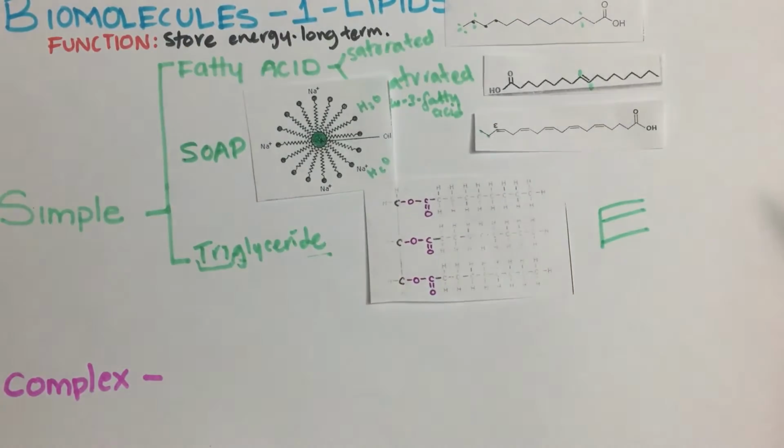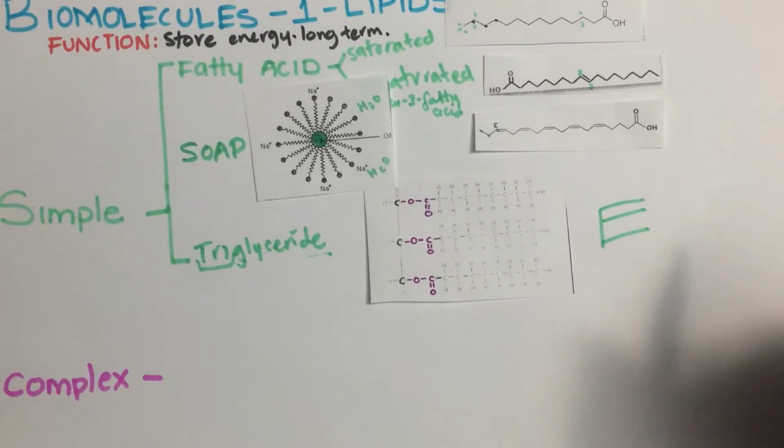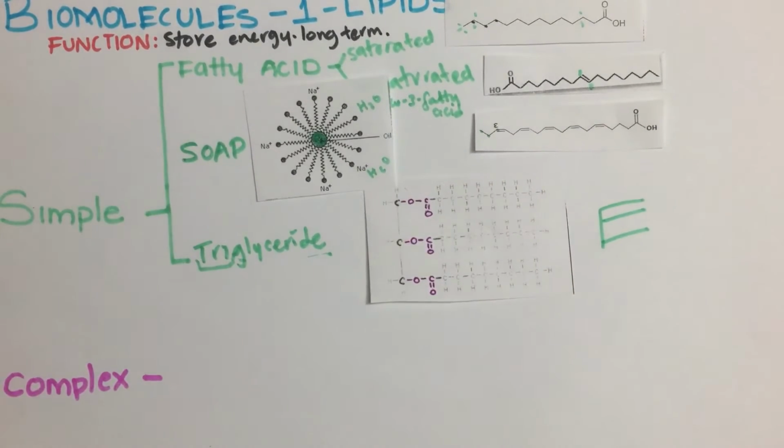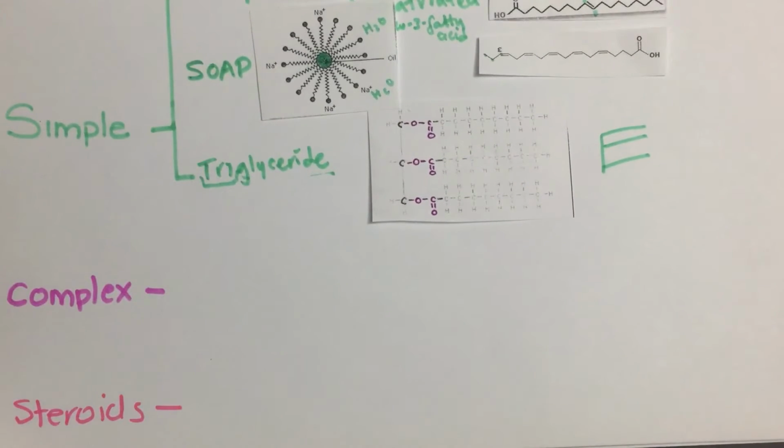Okay, like 3 tails. That's what our body uses to store energy. So next we have our complex lipids. Complex lipids, as the word says, are going to have a little change. What is that change going to be?